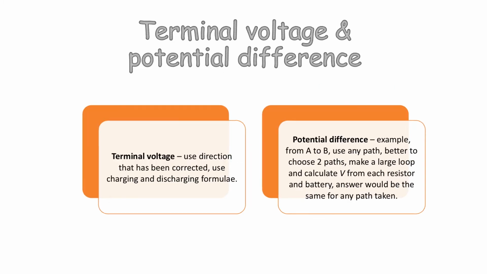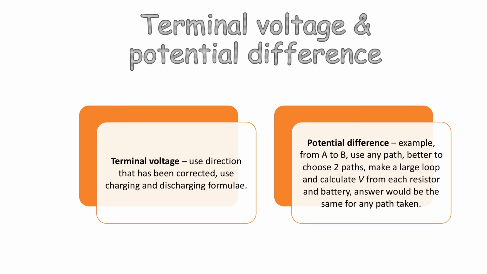For the terminal voltage and potential difference, please take note: when it comes to terminal voltage, make sure you use the corrected direction. For example, if you get a negative, you need to find the true direction, whether it is moving to the right or to the left, and then use the charging and discharging formula. I will show you this after. The same goes for the potential difference. I will show you how to use the potential difference and terminal voltage after you use Kirchhoff's law to find the unknown.